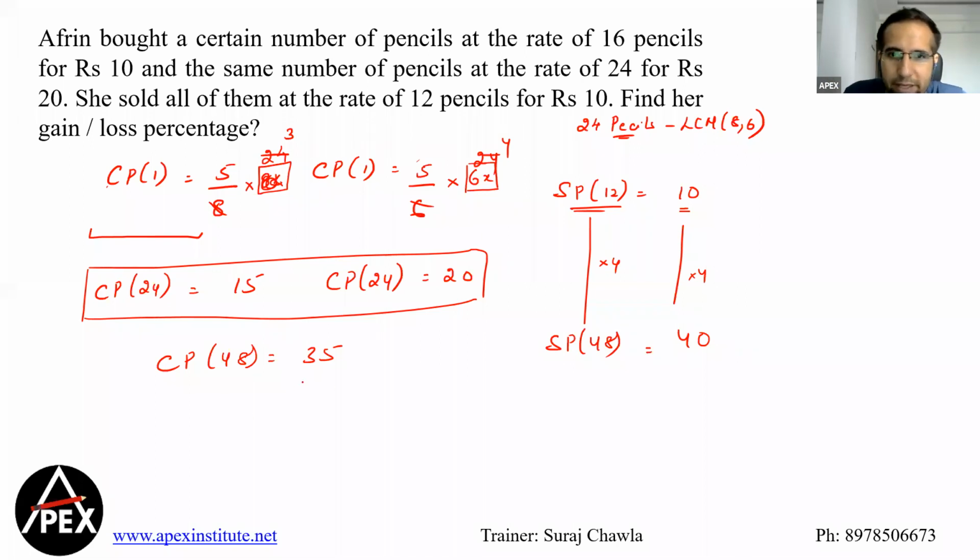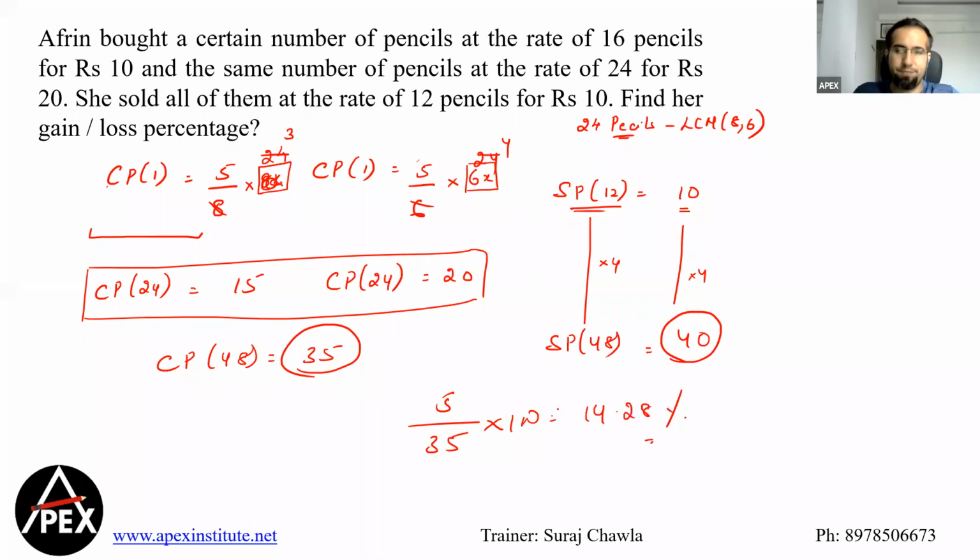All of us started sleeping, I guess. So therefore, he made a profit of 5 rupees on a cost price of 35 rupees multiplied by 100. That is 14.28%. Is your answer. Any doubts here? Please ask a very good question for this chapter.